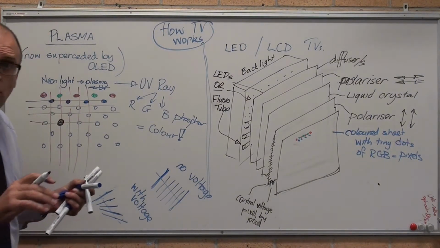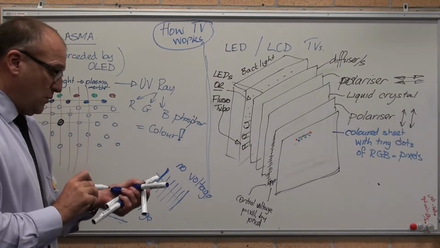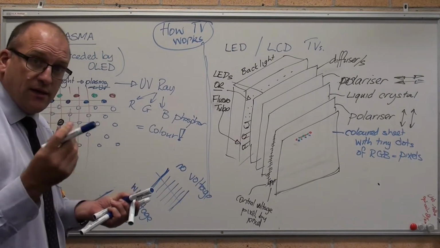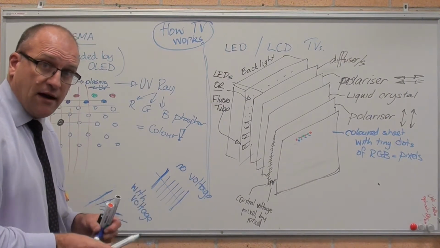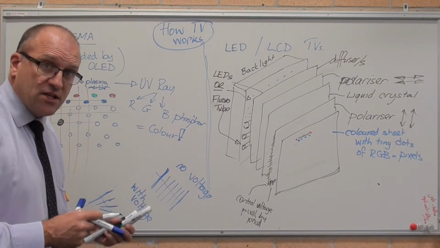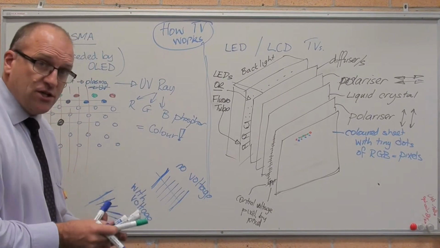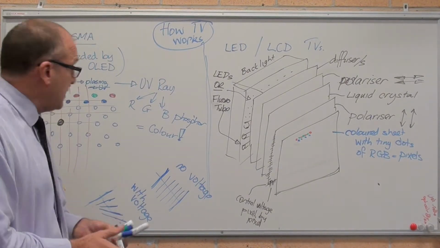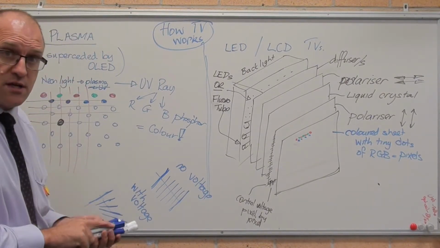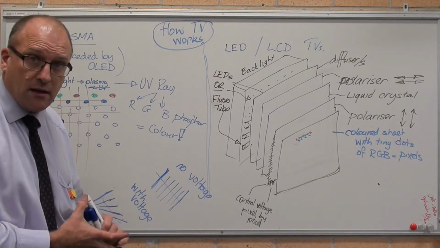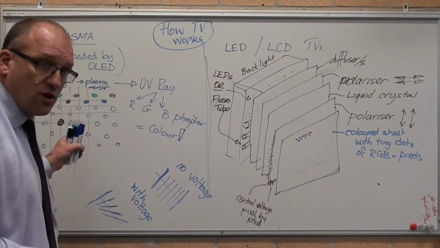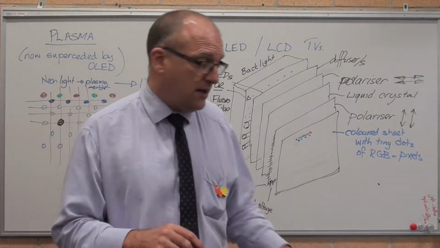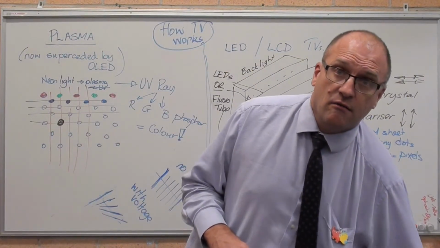So each individual dot was an individual cell, and when you excited the neon light or the plasma, it generated ultraviolet rays that lit up each pixel. The advantage in these was you got a perfect black, because if you turned off the electricity, no light came out and it was black. That's a great advantage for plasma televisions at the time. The disadvantage is they were really energy intensive, really power hungry.